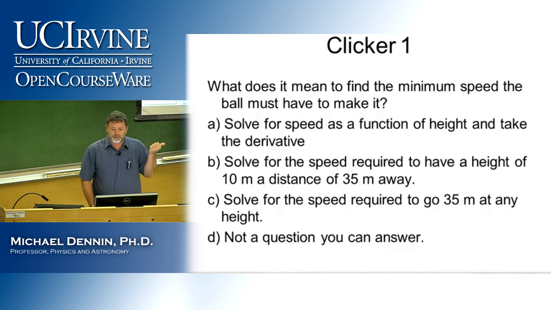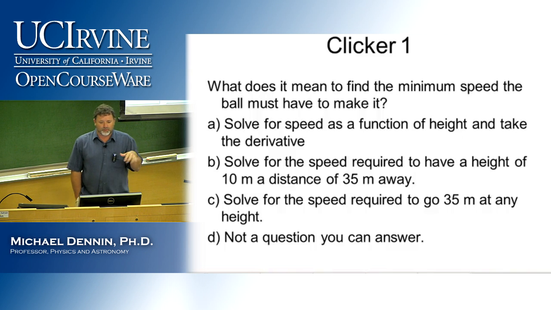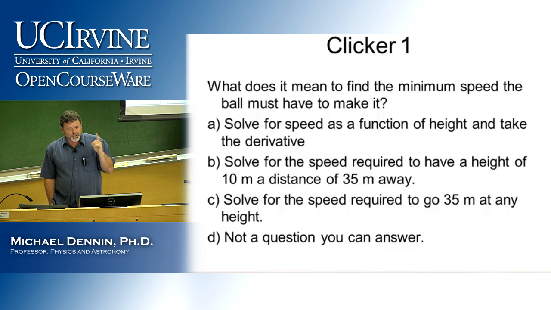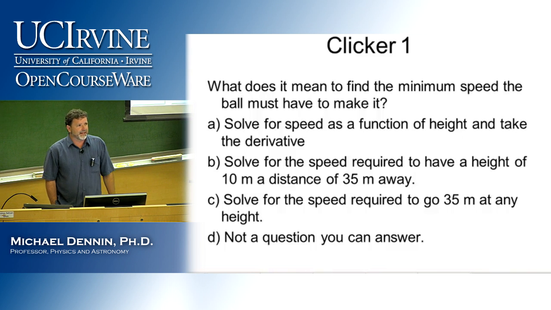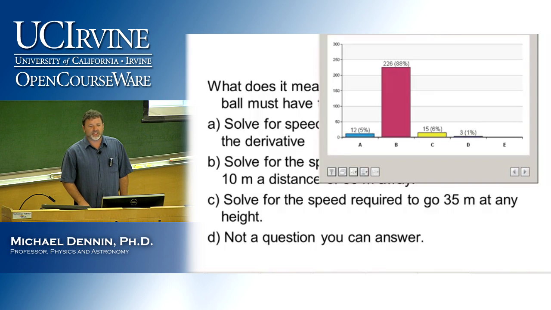A, solve for the speed as a function of height and take the derivative. Finding the minimum value, by using 0 and all that. Solve for the speed required to have a height of 10 meters, a distance 35 meters away. Solve for the speed required to go 35 meters at any given height. Or this is not a question you can answer because we didn't do it in class, or for some other reason.